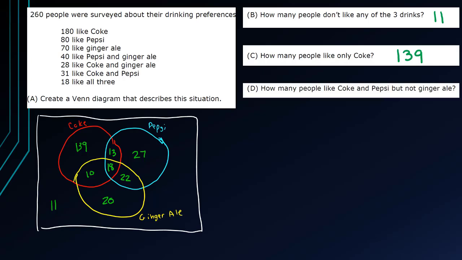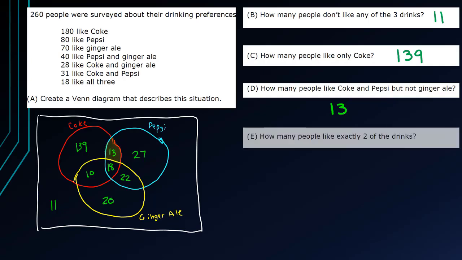For D, how many people like Coke and Pepsi but not ginger ale? I have this overlap here, this 31 that like Coke and Pepsi, but this 18 down here also like ginger ale, so I don't want to include those. So the region I'm looking at is right here, and that's going to be 13. How many people like exactly two of the drinks? I don't want those that like only one, and I don't want those that like all three. I just want these three regions here. And so that's going to be 10 plus 22 plus 13, which ends up being 45.